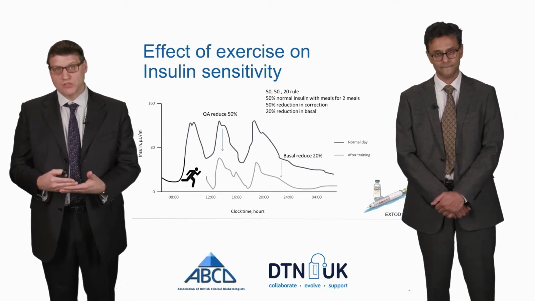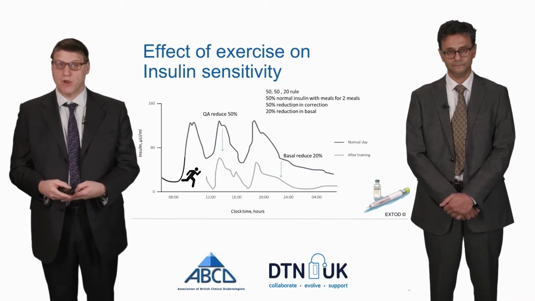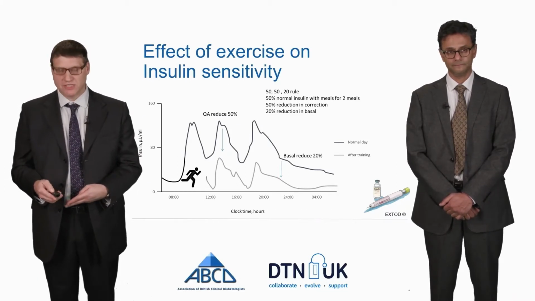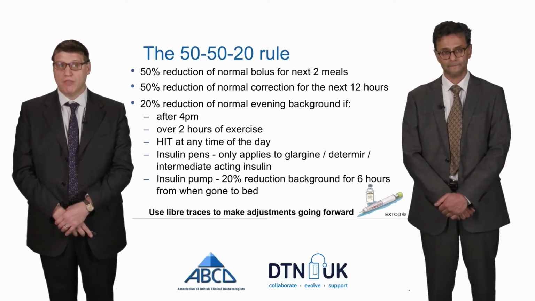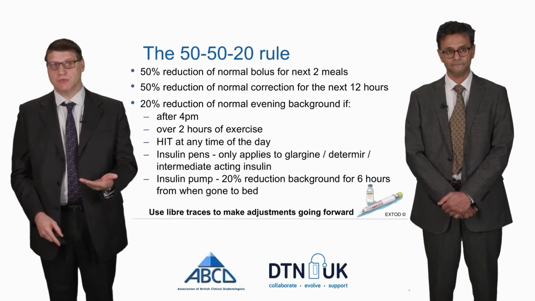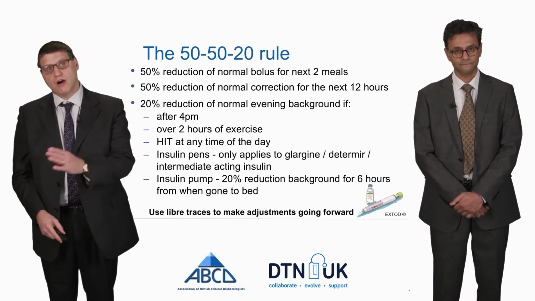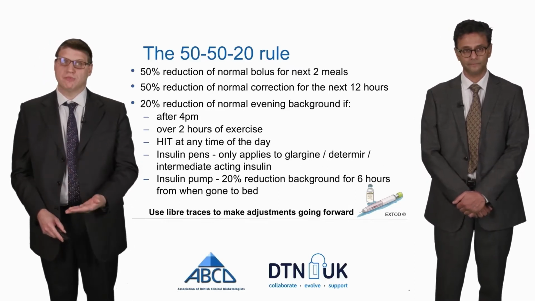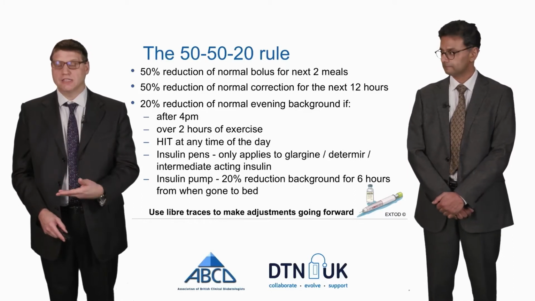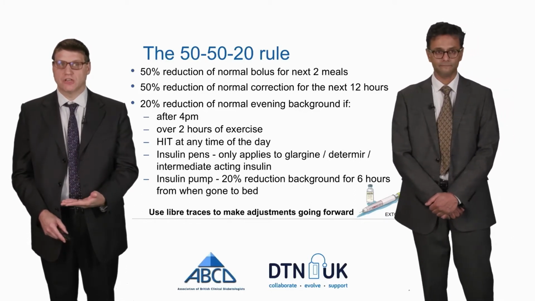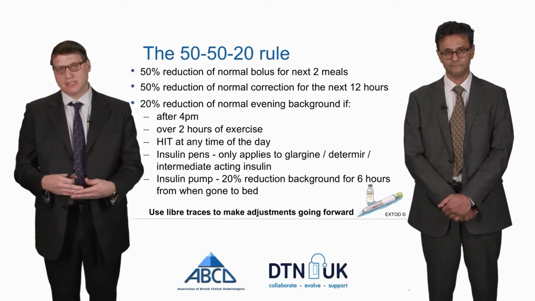Patients with type 1 diabetes also become more sensitive to insulin, so we have to try and mimic that post exercise. And one simple way of doing that is to do what we call the 50-50-20 rule. And what that means is that you do a 50% reduction of your normal bolus that you would take for the 2 meals after exercise. You do a 50% reduction of your normal correction, and you do a 20% reduction of your normal evening background, particularly if you've done exercise after 4 p.m.